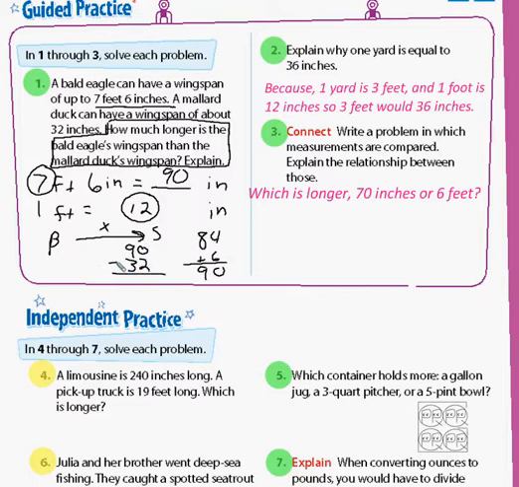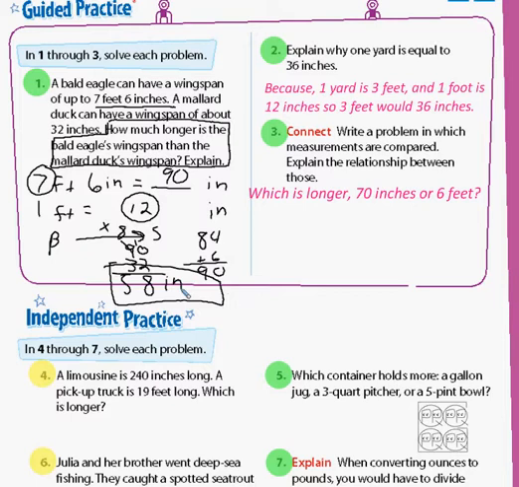Okay, I cannot take 2 from 0, so I have to regroup. That becomes an 8. That becomes a 10. 2 from 10 is 8. And 3 from 8 is 5. So the eagle's wingspan is 58 inches longer than the mallard duck's.